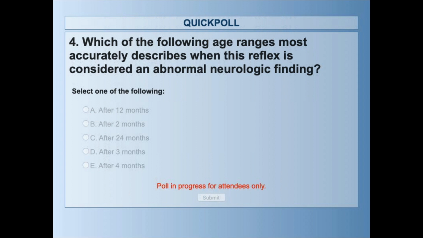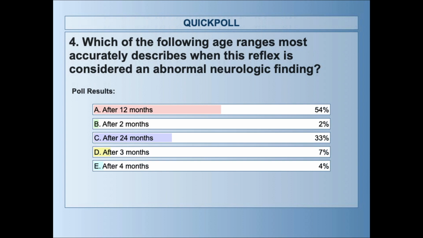All right, a few more seconds here. It looks like there's already a clear favorite. All right, let's take a look and see what you selected. In first place with 54% was after 12 months, and in second place with 33% was after 24 months.